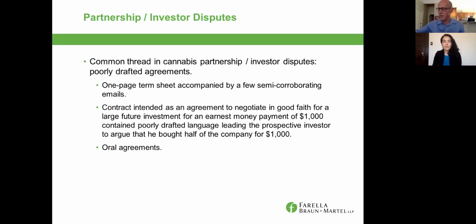I've seen these come up a number of times over the years in the cannabis space. Usually these are disputes between people who enter into a business relationship together to start or run a cannabis business, or maybe it's an investor-operator arrangement where someone is investing, someone else is going to operate the business. And the common thread that I have seen that leads to disputes is simply poorly drafted agreements.